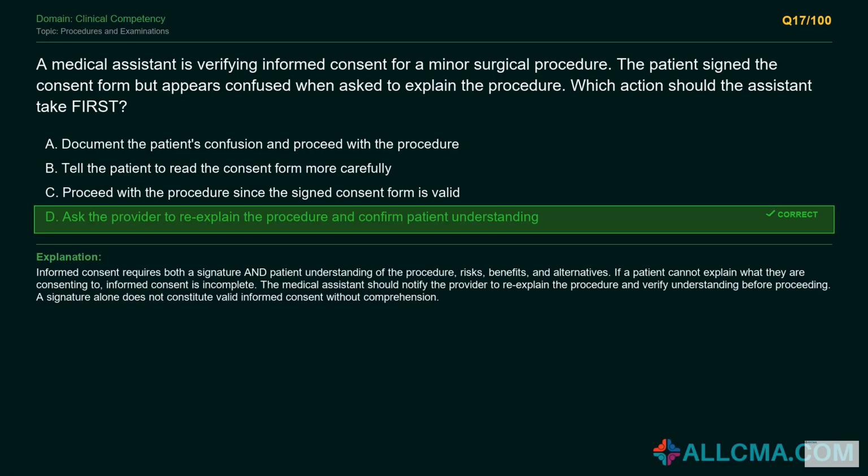The correct answer is D. Informed consent requires both a signature and patient understanding of the procedure, risks, benefits, and alternatives. If a patient cannot explain what they are consenting to, informed consent is incomplete. The medical assistant should notify the provider to re-explain the procedure and verify understanding before proceeding. A signature alone does not constitute valid informed consent without comprehension.